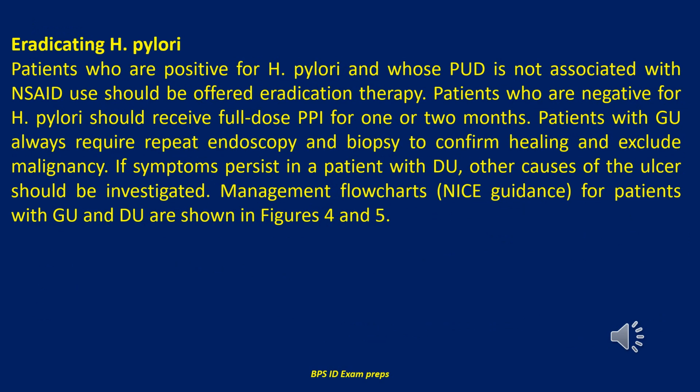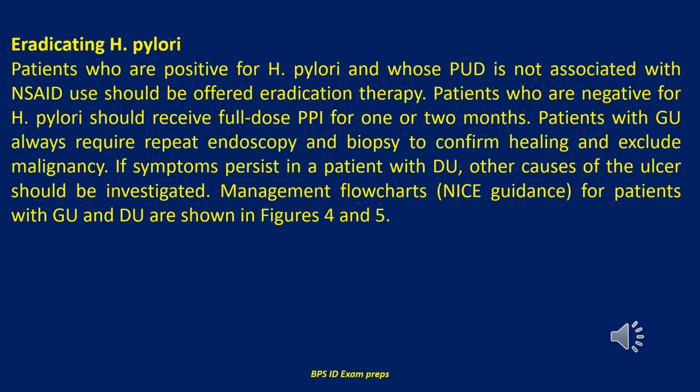We will discuss eradicating Helicobacter pylori. Patients who are positive for Helicobacter pylori and whose PUD is not associated with NSAID use should be offered eradication therapy. Patients who are negative for Helicobacter pylori should receive full-dose PPI for 1 or 2 months. Patients with gastric ulcers always require repeat endoscopy and biopsy to confirm healing and exclude malignancy.